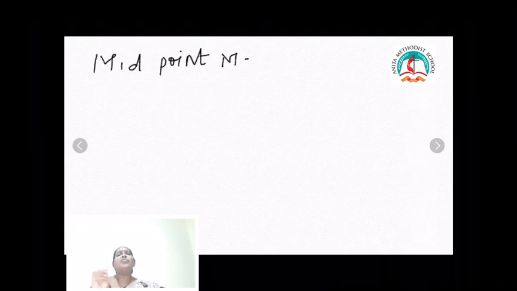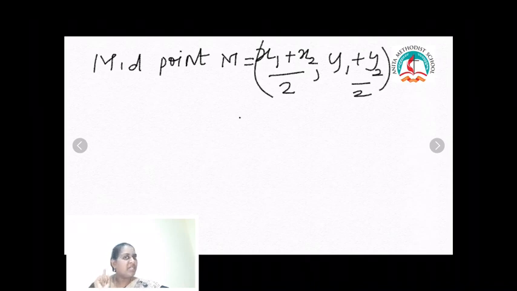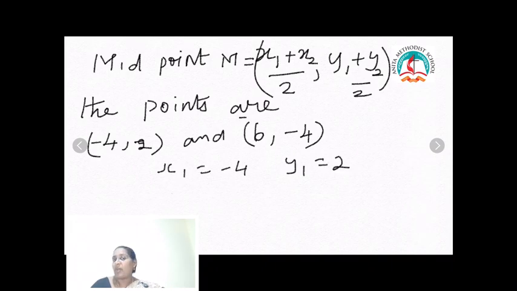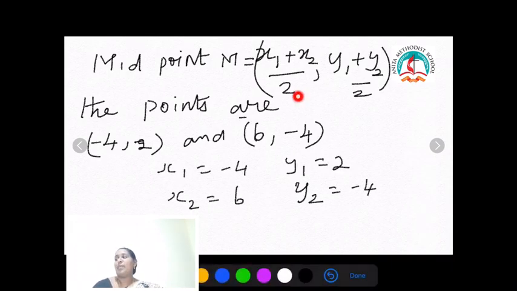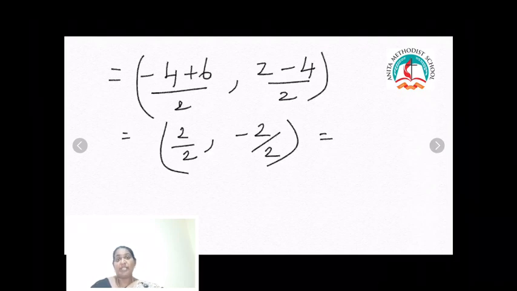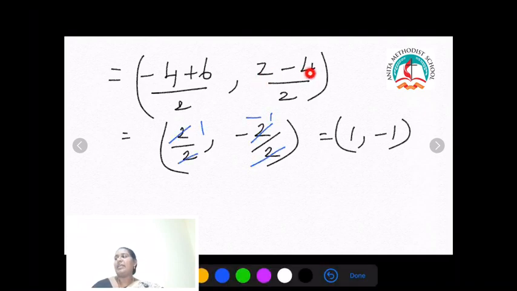So we have to find out the midpoint. Children, first we are going to find the midpoint. What is the midpoint formula? x1 plus x2 by 2, y1 plus y2 by 2. The points are minus 4 comma 2 and 6 comma minus 4. So x1 is minus 4, y1 is 2, x2 is 6 and y2 is minus 4. Shall we apply the formula? So we get minus 4 plus 6 by 2, comma, 2 minus 4 by 2.